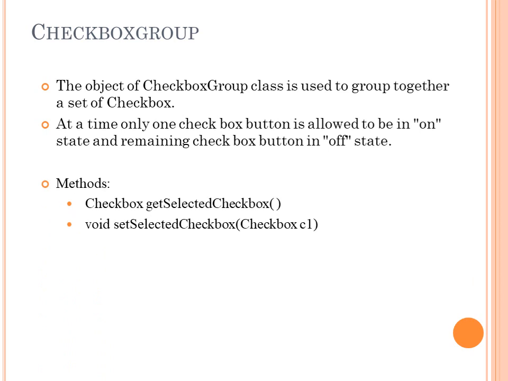Now we'll see what are the methods for this. The methods are Checkbox getSelectedCheckbox. Means what? If you want to fetch which checkbox you have selected, you have to write the method as getSelectedCheckbox. And if you want to set a particular checkbox, then you have to write setSelectedCheckbox inside the bracket Checkbox c1. That will be your object.